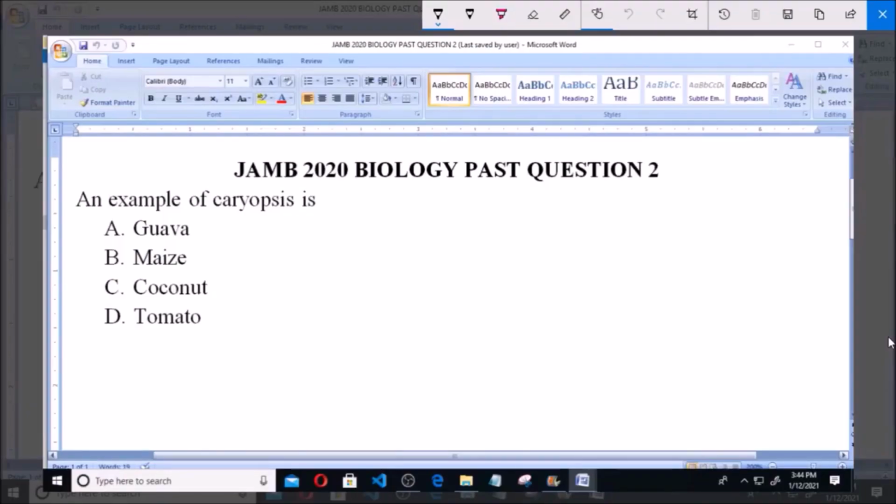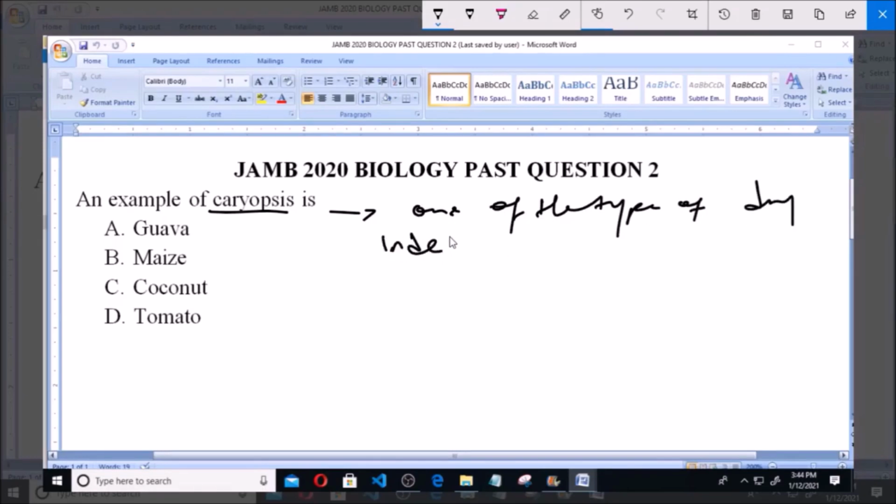I'll be answering JAMB 2020 Biology Past Question 2. An example of caryopsis is A. Guava, B. Maize, C. Coconut, and D. Tomato. Now, a caryopsis is one of the types of dry indehiscent fruits.